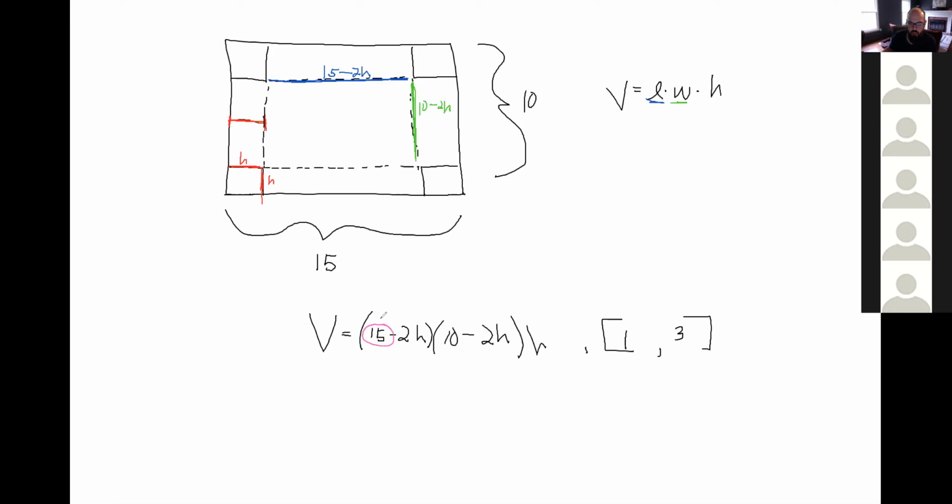But what we'll do next time is we'll ask ourselves, hey, what if we didn't have a 15, right? So what if this wasn't 15? What if this was just, say, L, so we had some sort of length. We have a 10 by something sheet of cardboard. Could we optimize that with just an L in there? So we would have L minus 2H, 10 minus 2H, H on this interval, say 1 to 3. And so we could interpret those questions as well.